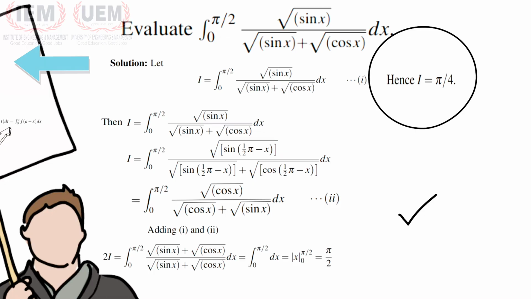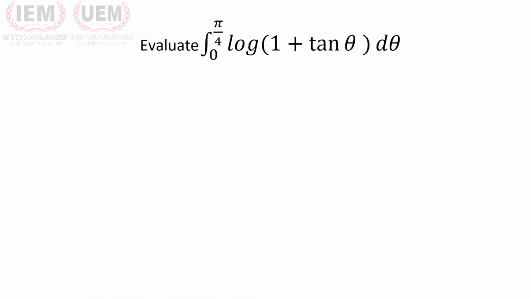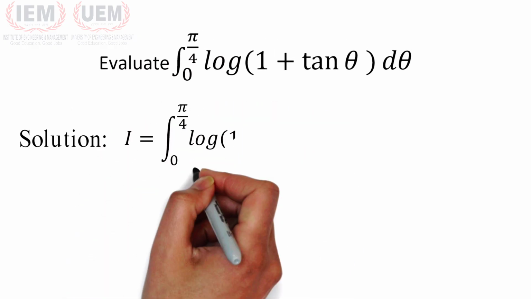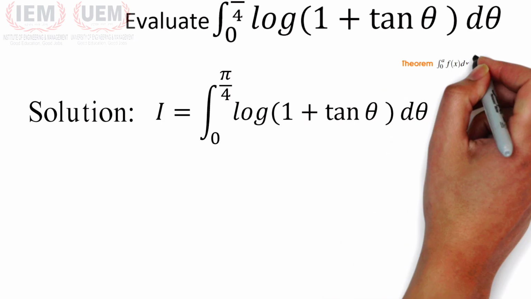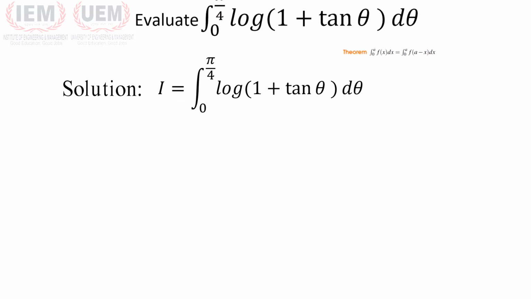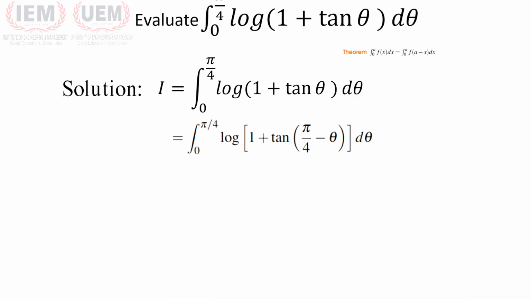Let's consider one more problem. Here we need to evaluate the integral of log of 1 plus tan theta over the interval from 0 to pi by 4. To solve this, let's denote the integral as I, using the formula discussed earlier, that is the integral from 0 to a of f(x) is equal to the integral from 0 to a of f(a minus x). In our case, a is equal to pi by 4 and x is theta. This allows us to rewrite the integral as the integral from 0 to pi by 4 of the log of 1 plus the tan of pi by 4 minus theta.